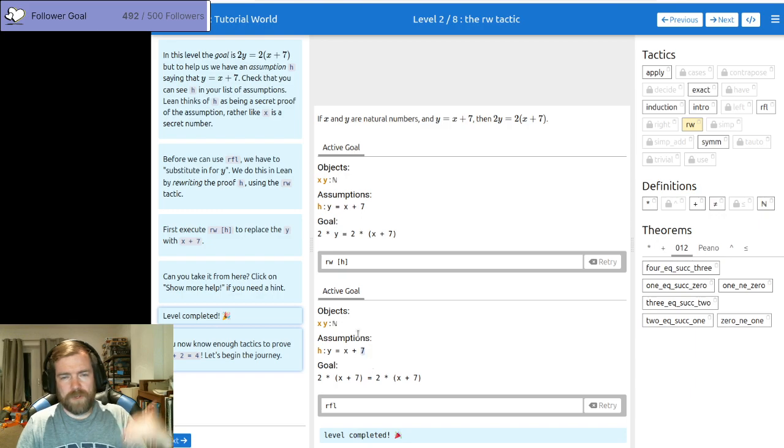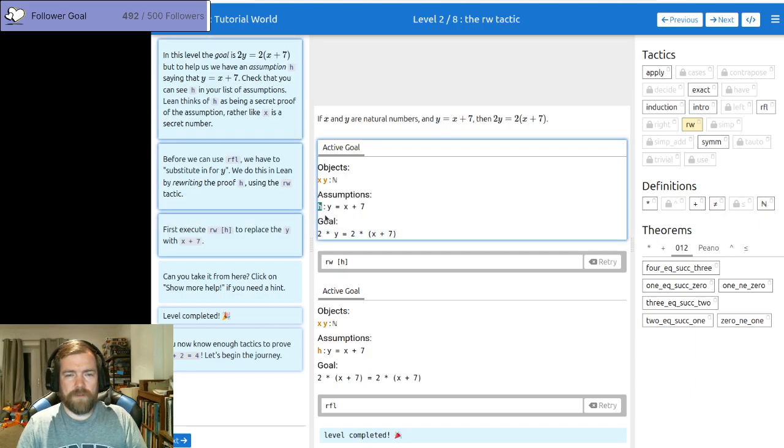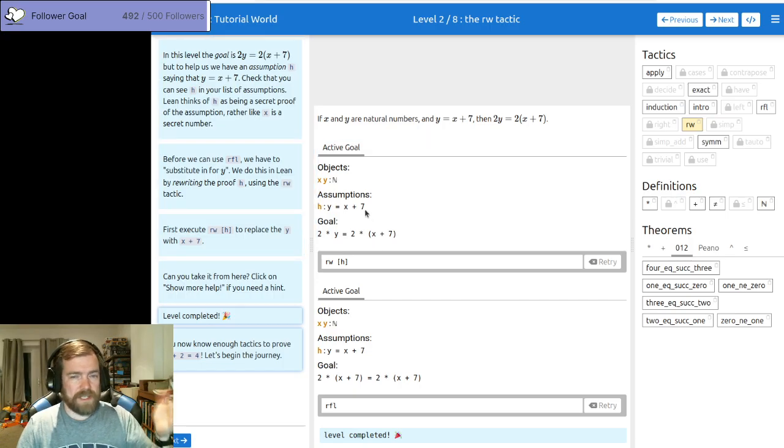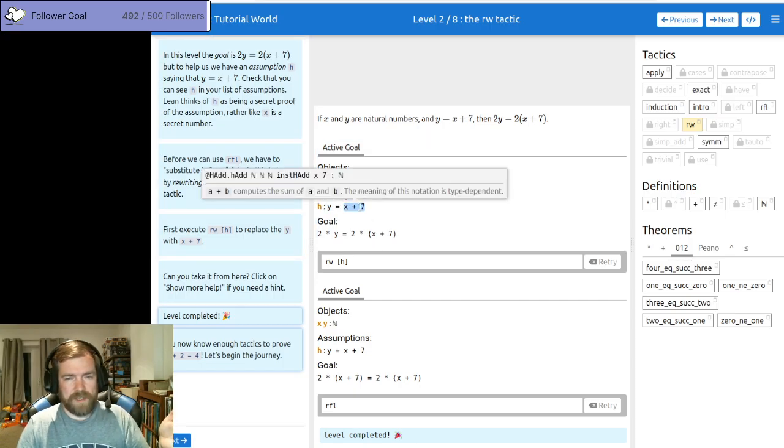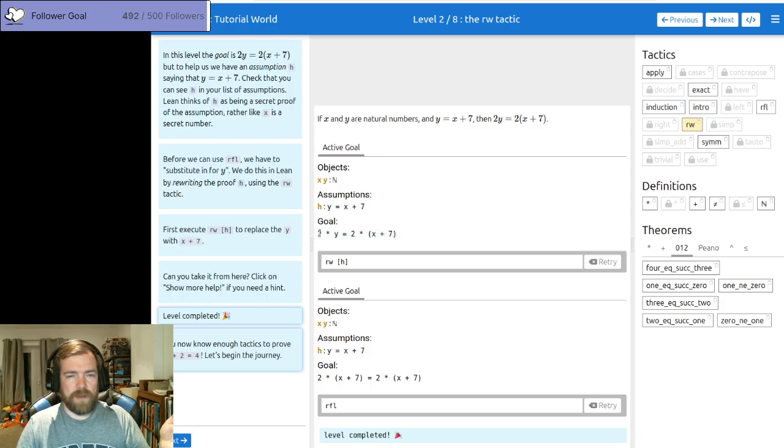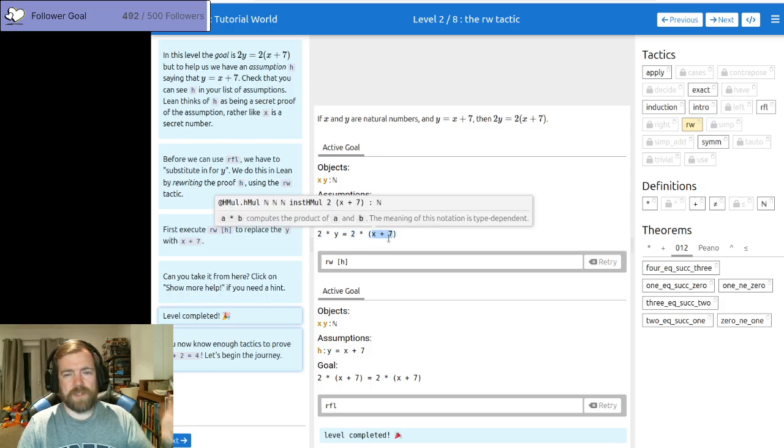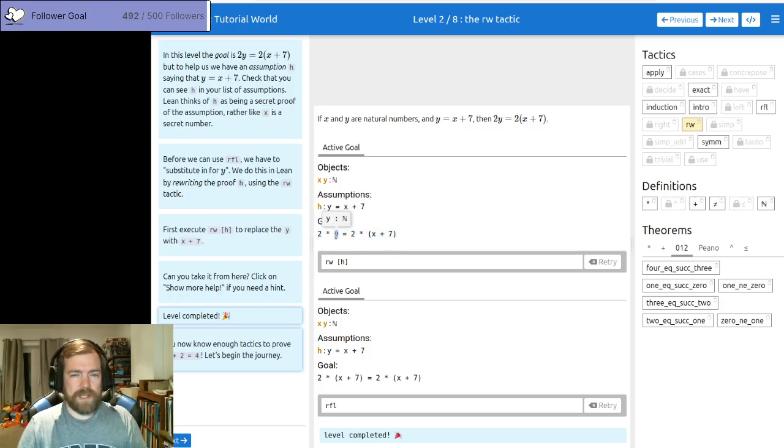And when we do this, we do substitutions. So in terms of here, we have h, the statement y equals x plus 7. And down here we have 2 times y is equal to 2 times x plus 7. We want to replace y with x plus 7, which is statement h. So we say rewrite h. And when we do that, it automatically plugs in, as we see at the bottom here, 2 times quantity x plus 7 is equal to 2 times quantity x plus 7.